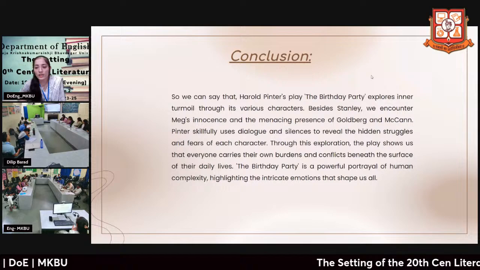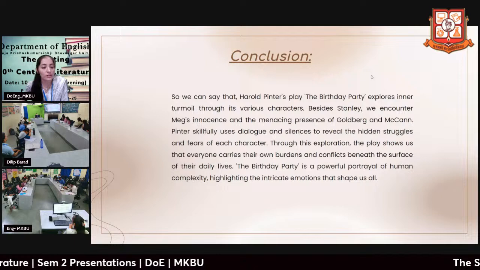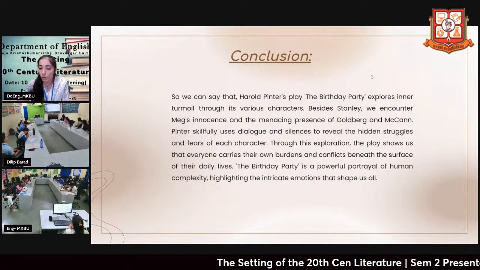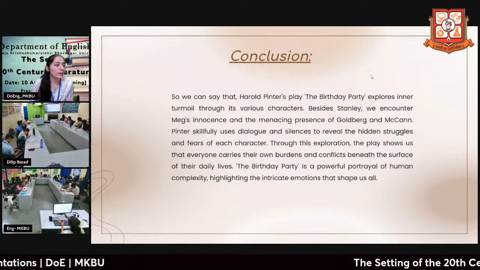Besides Stanley, we encounter Meg's innocence and the menacing presence of Goldberg and McCann. Pinter skillfully uses dialogue and silences to reveal the hidden struggles and fears of each character. Through this exploration, the play shows us that everyone carries their own burdens and conflicts beneath the surface of their daily lives. The Birthday Party is a powerful portrayal of human complexity, highlighting the intricate emotions that shape us all.